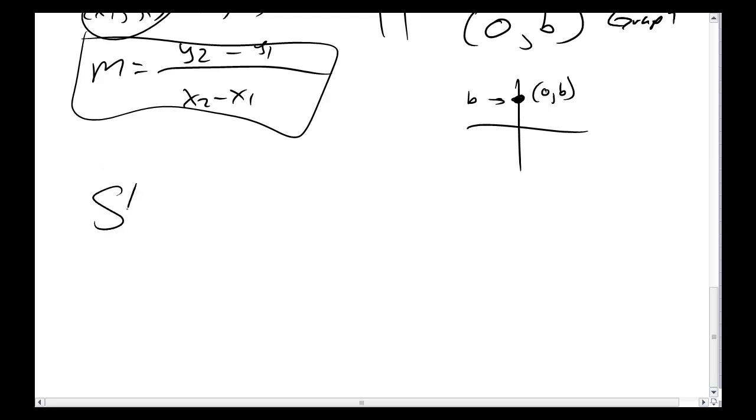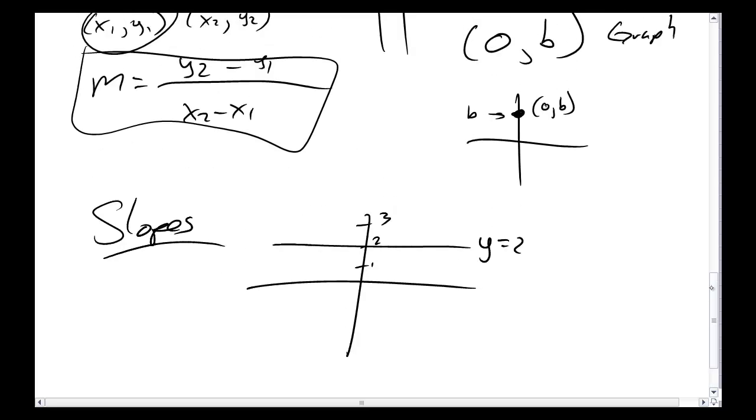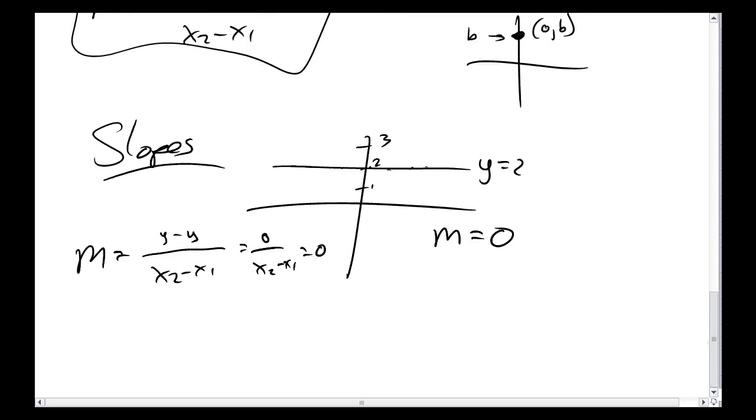Let me talk a little bit more about some slopes. Some special slopes. This right here might be the line y equals 2. It's a flat line, it's a horizontal line. And notice something, all the y points on this line are the same height, which means if I plug this into my slope equation, while I'll have different values down here, all my y's are the same value, which means I have 0 divided by some x's, and 0 divided by anything equals 0. So horizontal lines have slope equals 0.